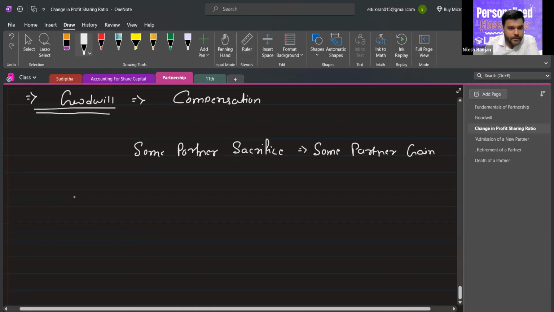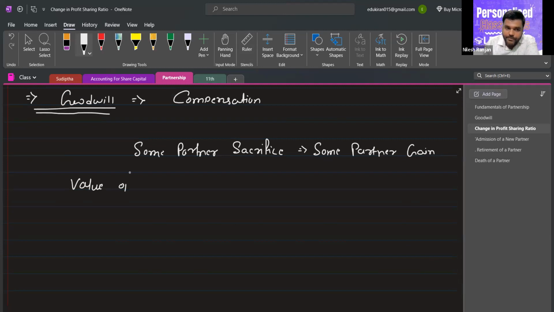Now, the value of goodwill will be given in the question. If it is not given, then you can also calculate it because we know how to calculate goodwill. But generally, it is given in the question. So if it is given, then how will we calculate the compensation amount, that amount payable by the gaining partner to the sacrificing partner.